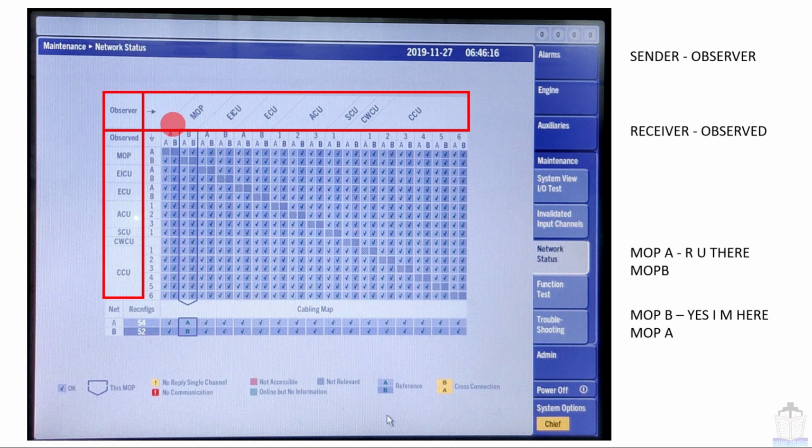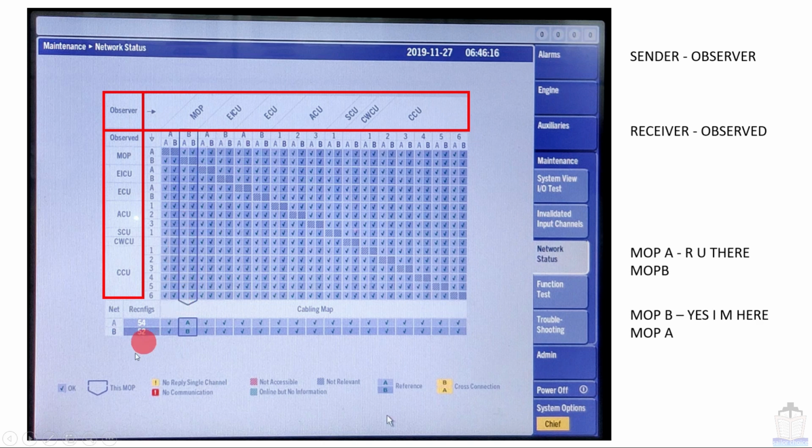Now one difference between this observer and observed is that in the observer panel, for each and every component, either MOP or MPC, network A and network B configuration has been given, but in the observed panel only the component has been given. That means here you can see only CCUs are mentioned, but here the individual CCUs' network configurations are also mentioned, like AB, AB, AB.